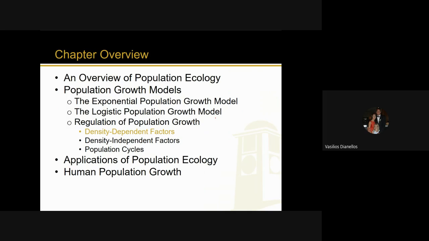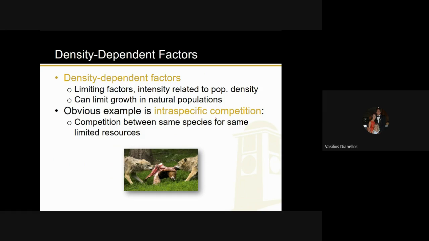All right. Let's talk about these limiting factors that we were talking about earlier, and go a little bit into more detail. Under that blanket term of limiting factors, there's a more specific type, and it's called density dependent factors. As the name implies, these are limiting factors where the intensity is related to the population density. Because it's a limiting factor, it can limit the growth in natural populations.